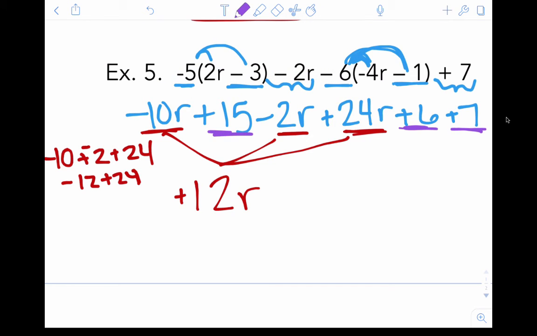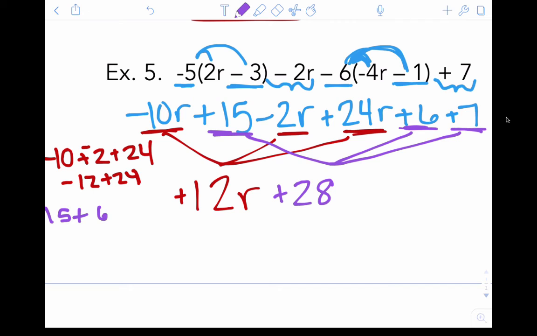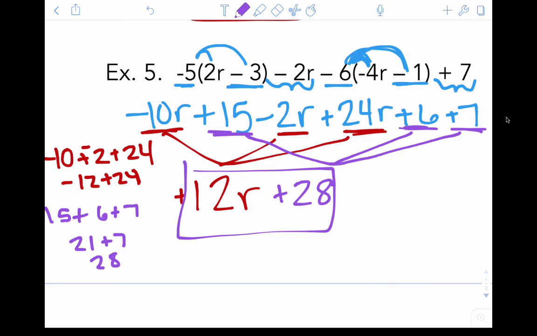And now I need to do my numbers. So I have 15 plus 6, which is 21, plus 7 is 28. So once again, I have 15 plus 6 plus 7. 15 plus 6 is 21, plus 7 is 28, and this is my final answer.